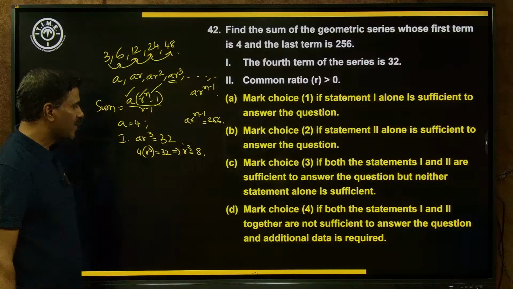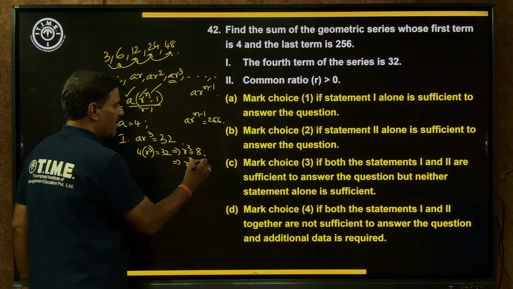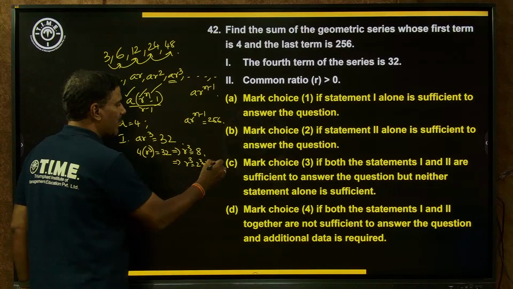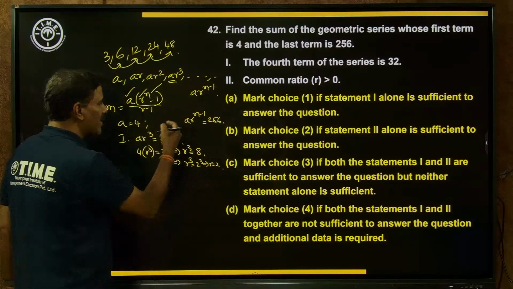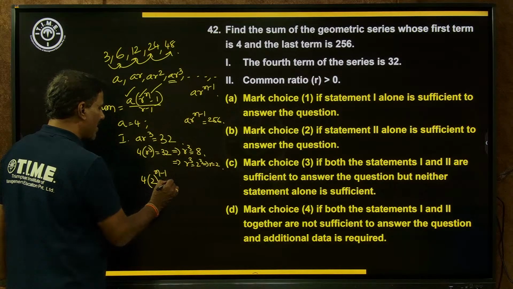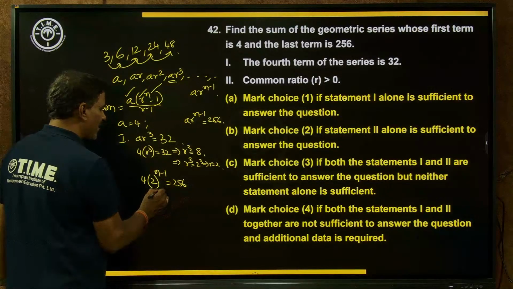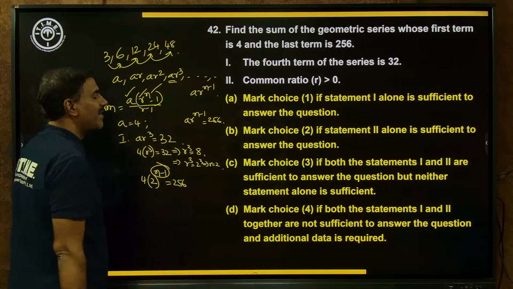R cube is equal to 8, and R is nothing but 2 cube. That implies R is nothing but 2. So once we know R as 2, substituting those values here, A as 4 and R as 2 to the power of n minus 1 as 256, we can find the n value. Once we know the n value, substitute them here. Then we can find the sum.